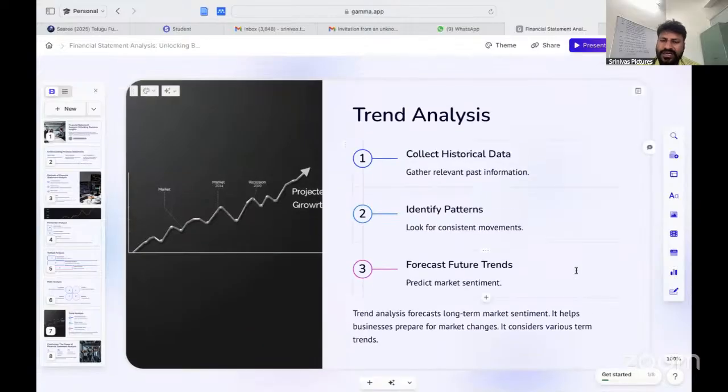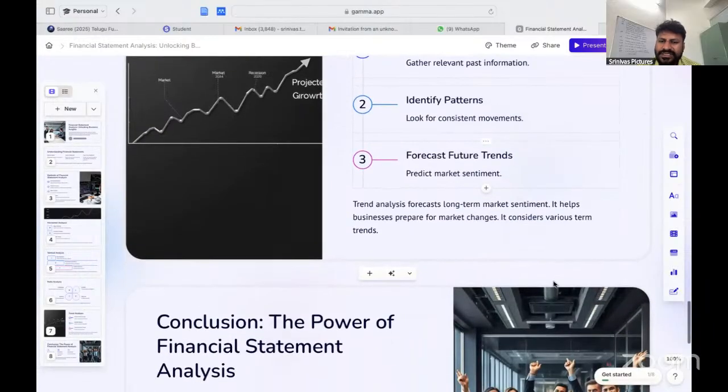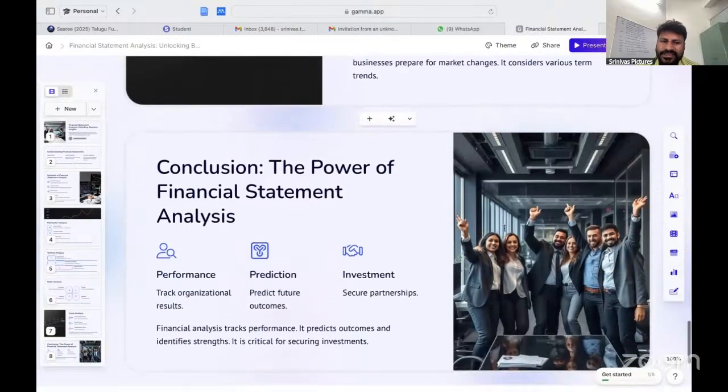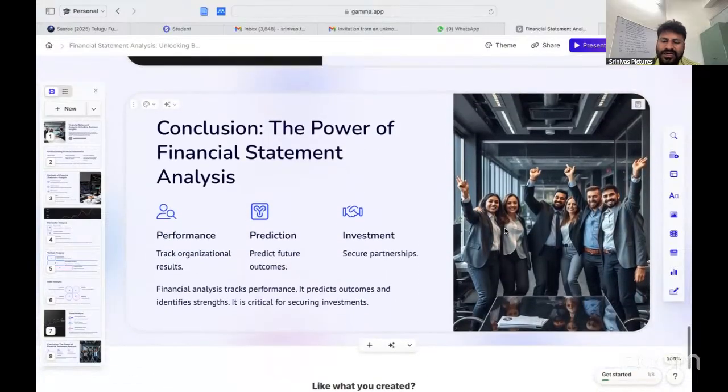Trend analysis talks about the movement of trends. First step, we collect the historical data, gathering the relevant past information. Next, identify the pattern, look for consistent movement, and forecast the future trends, predict market sentiments. This trend analysis forecasts the long-term market sentiment. It helps the business prepare for market changes. It considers various forms of trends. Next one is the conclusion of this chapter.